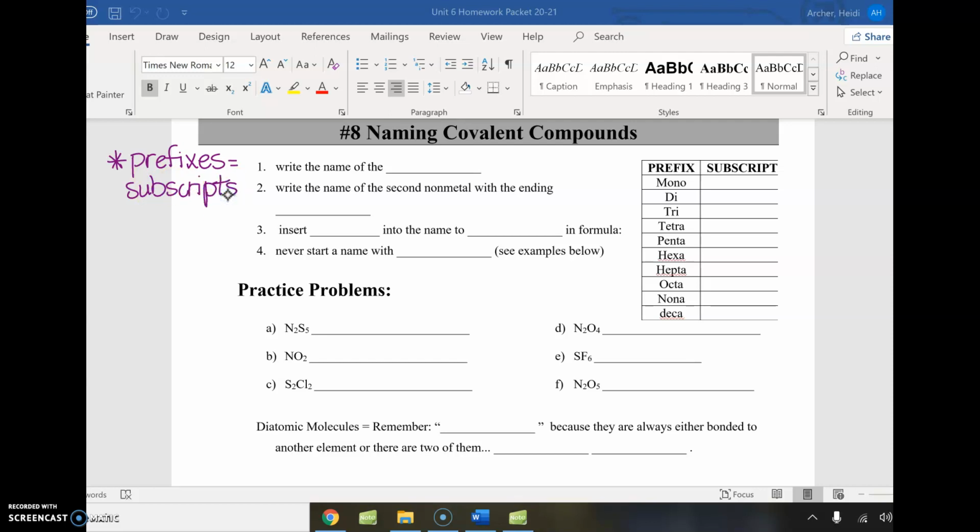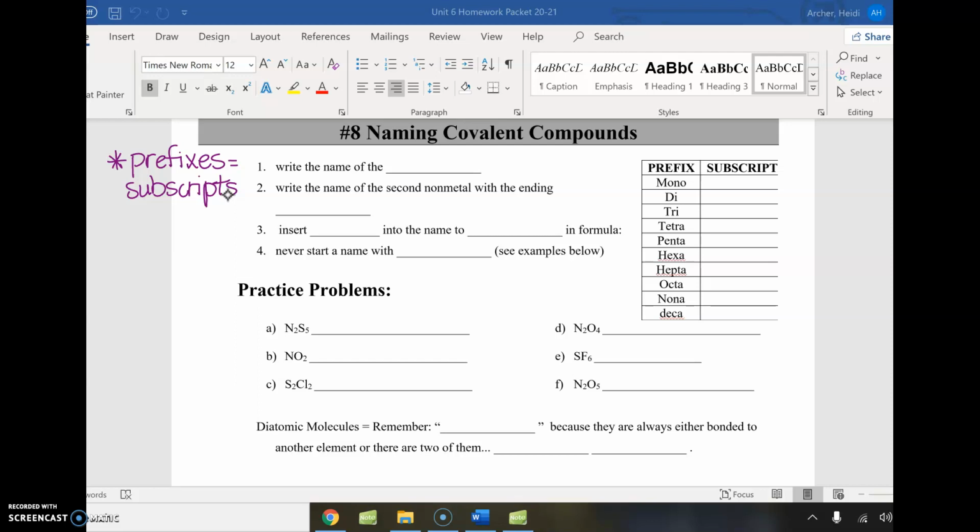So again, you should remember that subscripts are the little numbers at the bottom of the formulas, and the prefixes that we're going to be using are equal to the subscripts. So remember, in covalent, we learned this in bonding, there is no crisscrossing, there are no charges, nothing like that. We just go straight from the prefixes to the subscripts and straight from the subscripts to the prefixes. So it makes covalent pretty easy to work with.